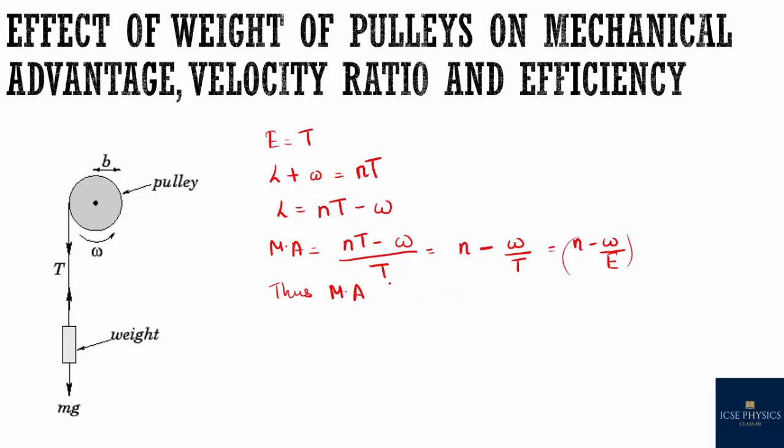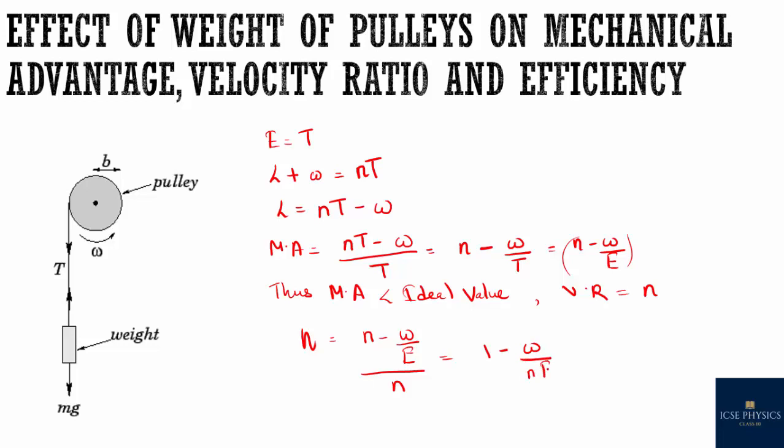Now this is the mechanical advantage. Mechanical advantage is always less than the ideal value. The ideal value is equal to the number of pulleys, but in actual practice its value is reduced from the number of pulleys. But the velocity ratio remains the same. Velocity ratio is equal to the number of pulleys. Now what will the efficiency be? Mechanical advantage by velocity ratio. What is the mechanical advantage? N minus W by E, divided by N. That becomes 1 minus W by N E.